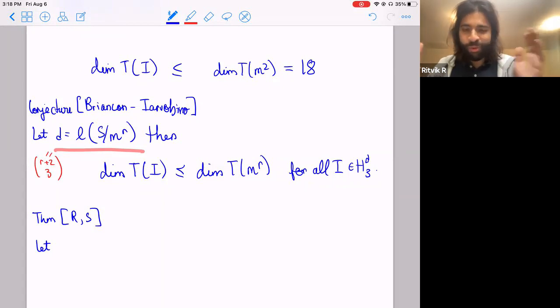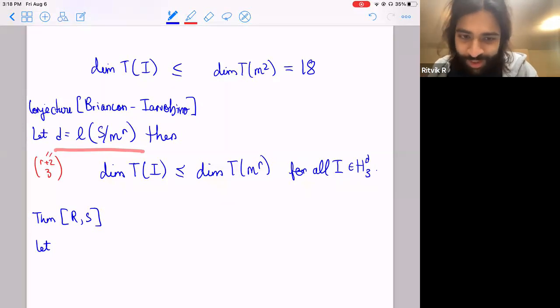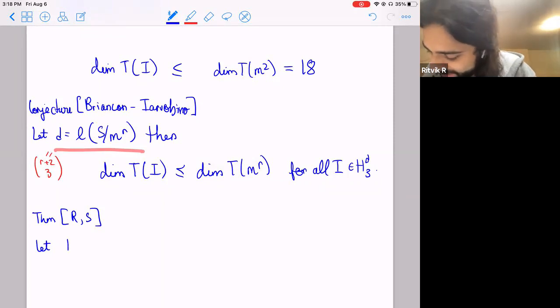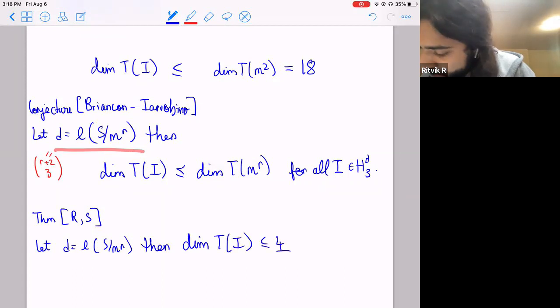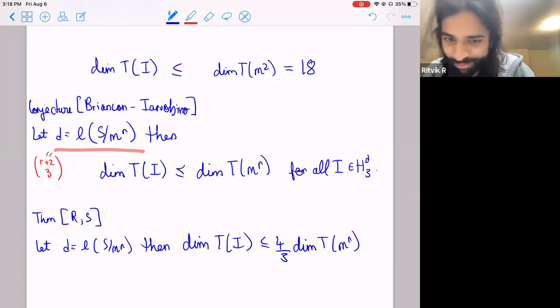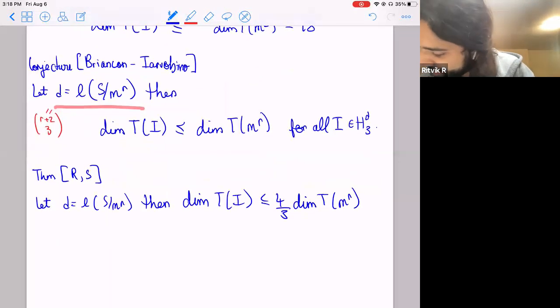This is combinatorial, you want to do this, but many of the things you try to do are just way too complicated in 3-space and so on. So with some of the techniques I won't get into, you can prove a weakening of this. Again, let D be this colength. Then the dimension of the tangent space is at most 4/3 of the tangent space to the power of the maximal ideal. I'll just say for all I.